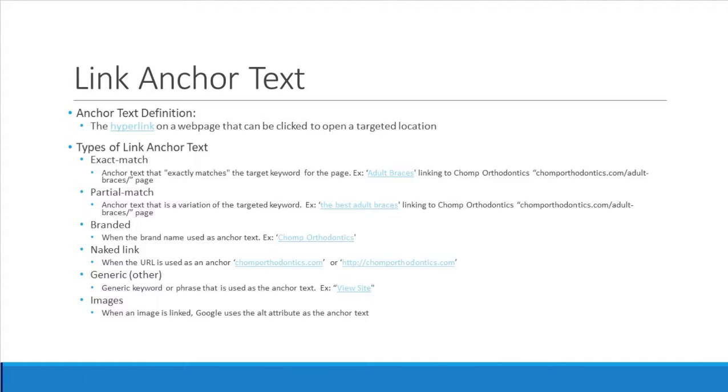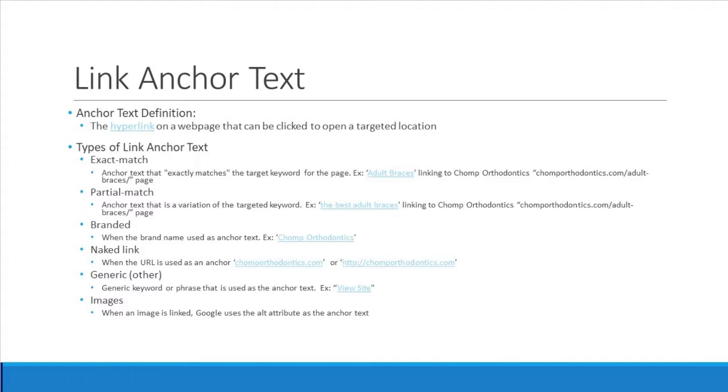Now the types of link anchor text: you have exact match, which means it exactly matches your keyword. So for example, if we're trying to rank a page for adult braces, this hyperlink is going to be "adult braces," and it's going to point to the page on our site, whether it's internal versus external. Internal being within our domain, so internal to our site. External is if a third-party site, say a social media website, or another website such as Huffington Post or healthgrade.com, points back to our site.